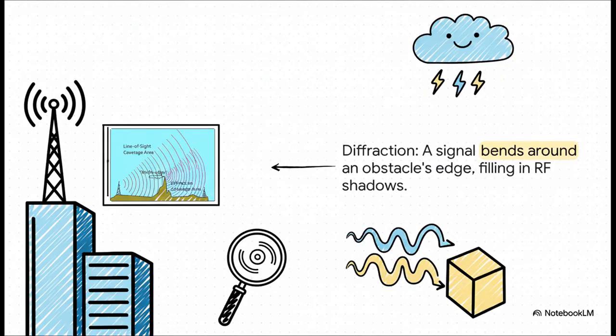Now this one is really cool, diffraction. This is how a signal can literally bend around an obstacle. This picture shows what's called the knife edge effect. You see the signal hitting a sharp edge, like a mountain ridge or the corner of a building, and the waves actually spread out, filling in that shadow area behind it. This is a huge reason why you can sometimes get a signal even when you don't have a clear line of sight to the transmitter.